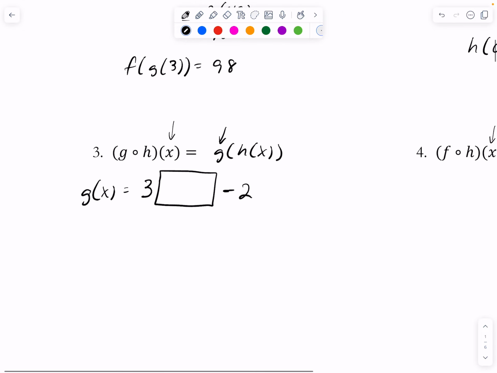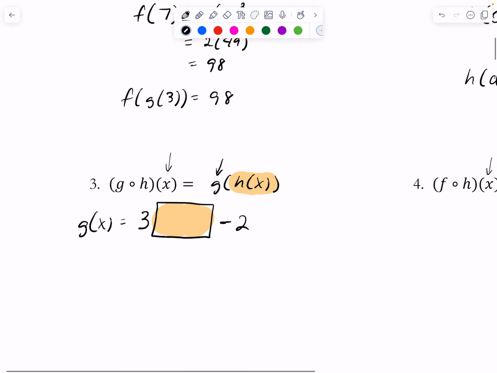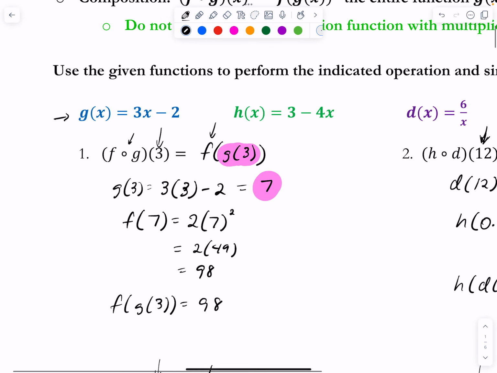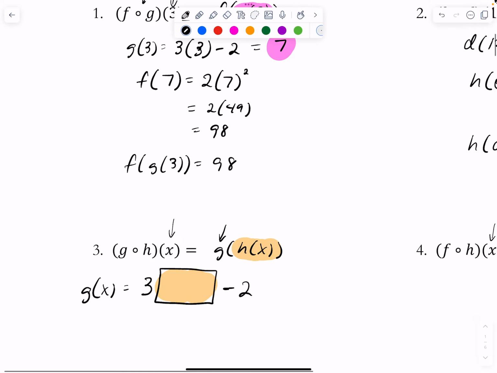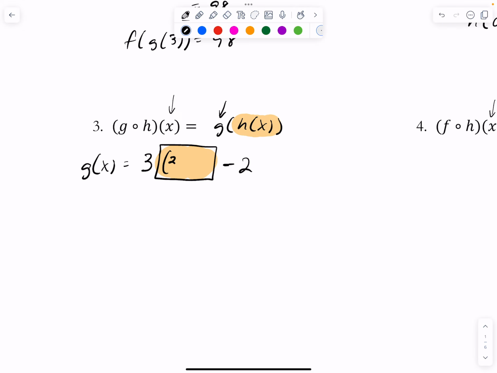So remember, this box is my input. It is my x. Now I'm going to put whatever is in these parentheses into this box. Inside those parentheses is h of x. This entire function right here, 3 minus 4x, is going to go into this box in parentheses. And that is function composition. I know we're going to do a lot of problems, but when they have a number, it's just going to feel kind of like 2 different evaluations.